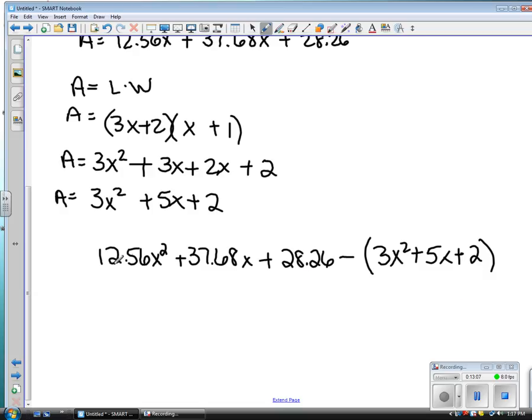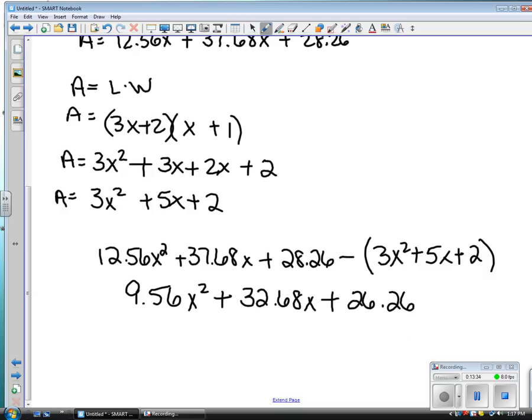Now, what is 12.56x squared minus 3x squared? 9.56x squared. What is 37.68x minus 5x? And what is 28.26 minus 2? 26.26. And there's your answer.